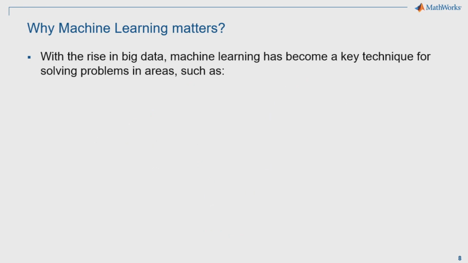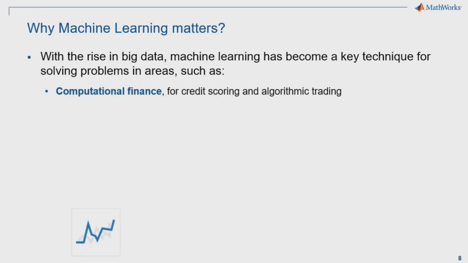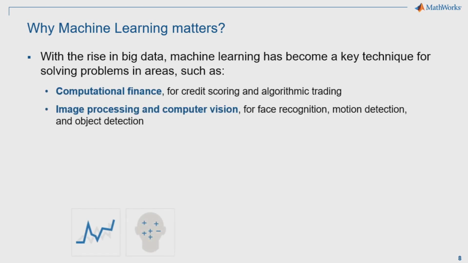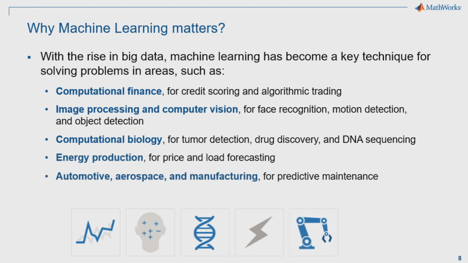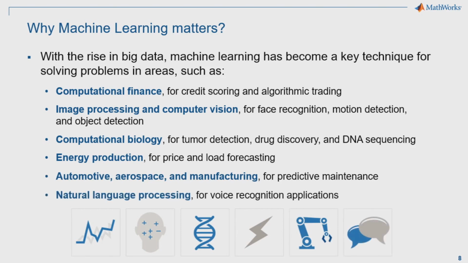With the rise of big data, machine learning has become a key technique for solving different problems in the following areas, for example: in computational finance for credit scoring; in image processing and computer vision for face recognition, which is in particular interesting when you deal with deep learning, the deeper side of machine learning, as I showed you in the first picture; then in computational biology, for instance for tumor detection, drug discovery, and DNA sequences; and energy production, automotive, aerospace, and manufacturing for predictive maintenance; and also natural language processing, but there are many others.